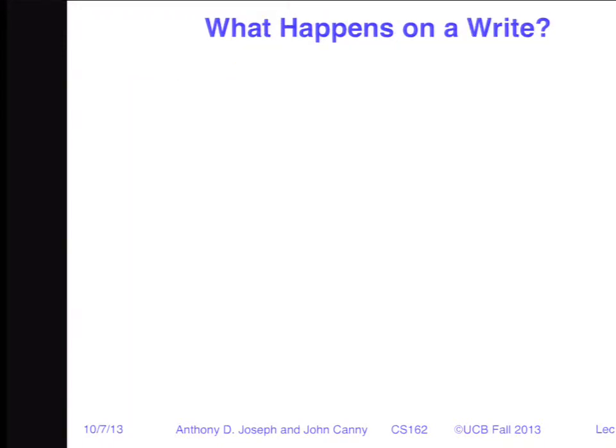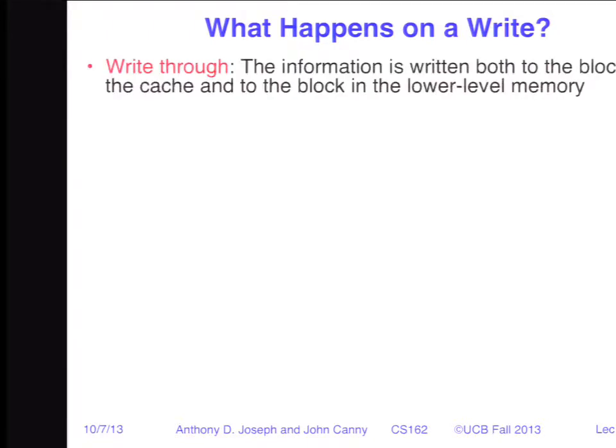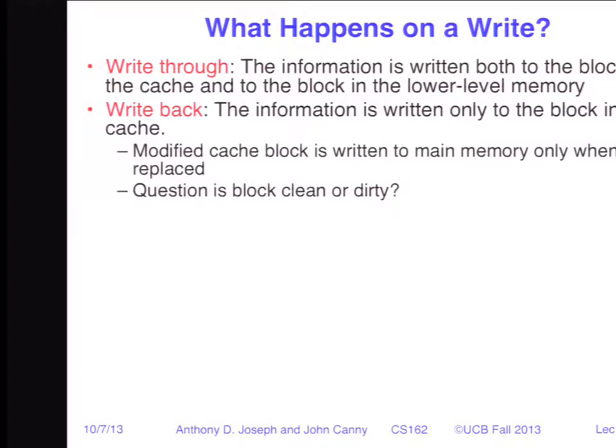Now, what happens on a write? We have two choices. When we have a write, we can either write through. This means that when we do the write, we actually write it into the cache, and we write it back to memory. The other alternative is write back, where we just store the updated information in the cache. And then we only write that modified cache block back when we have to evict it. So now we have to keep track and be able to answer the question, is this block clean or dirty? Because if we want to replace it and it's dirty, we have to write it back to memory.